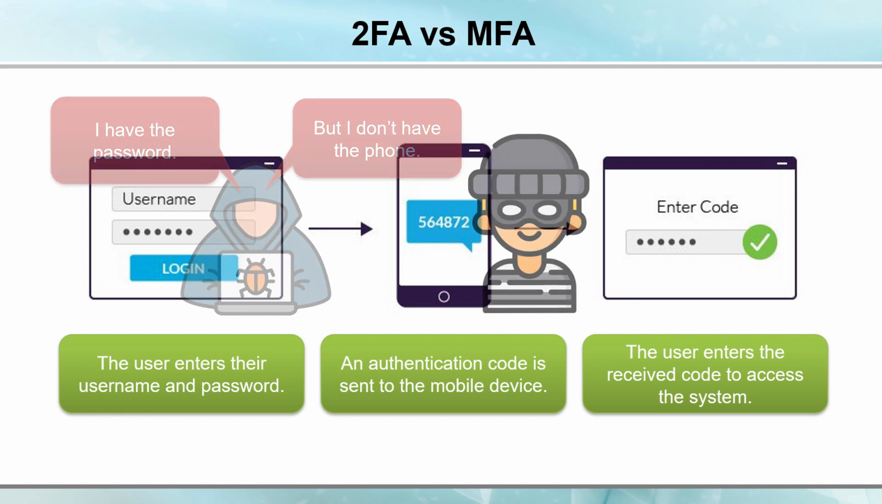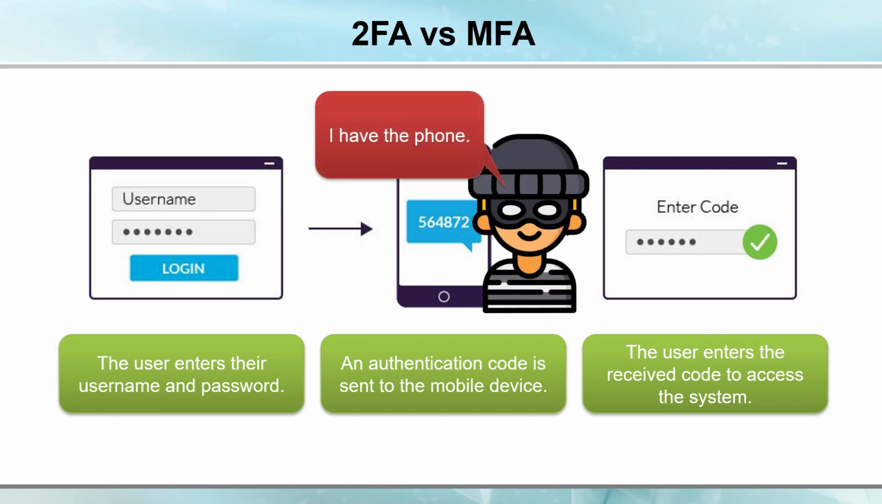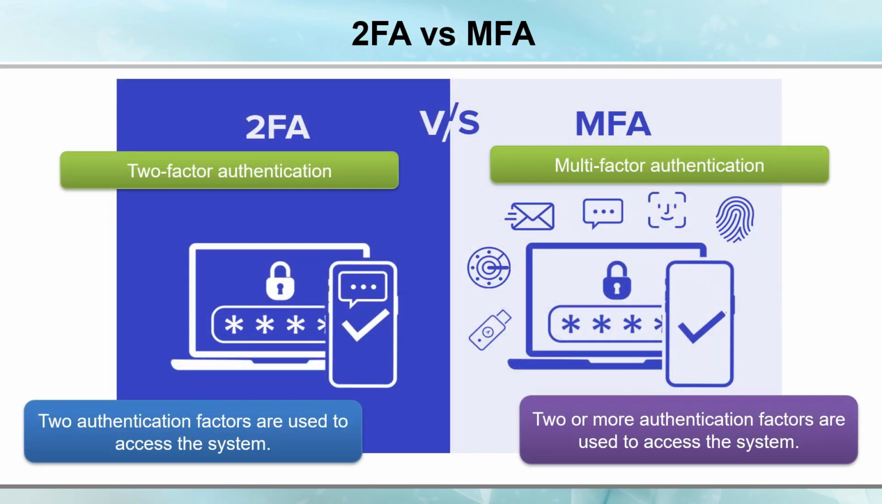Similarly, even if an attacker steals your phone, he won't be able to log in because he doesn't know your password. In other words, the two factors complement each other to provide stronger security. As explained in the previous example, when we combine two factors during the login process, this is called two-factor authentication, also known as two-step authentication, or simply 2FA.